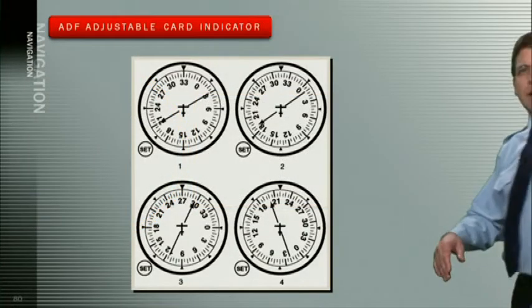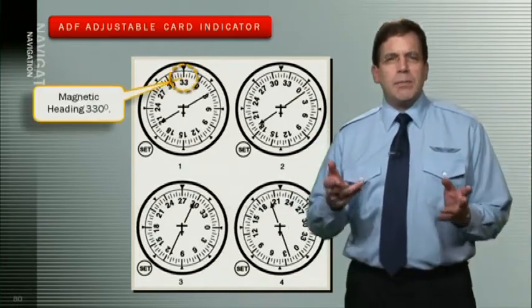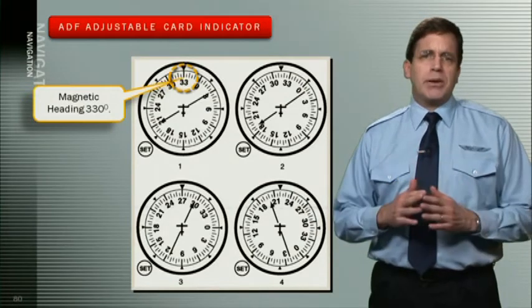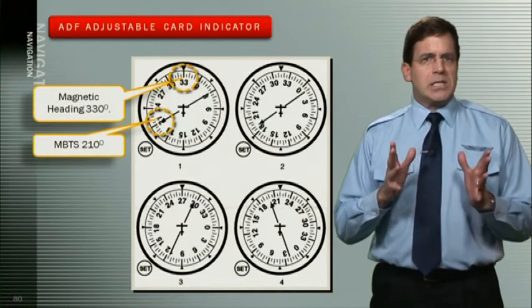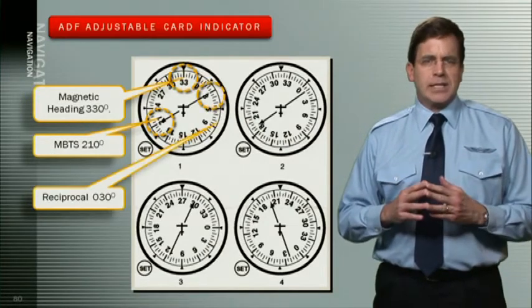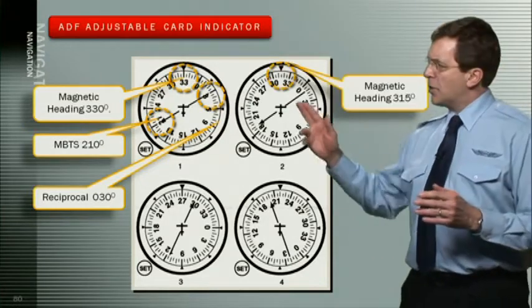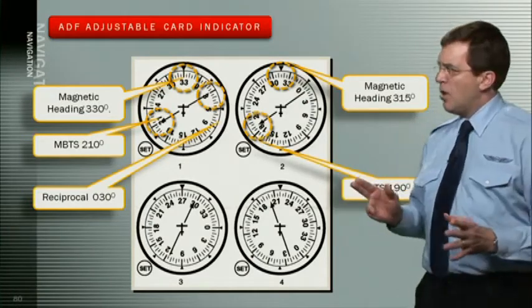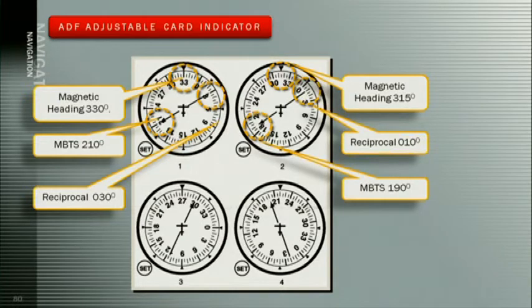Let's take a look at some examples of an adjustable card indicator. Indicator number 1, with a magnetic heading of 330 degrees, has a magnetic bearing to the station of 210 degrees and a reciprocal of 030 degrees. Indicator number 2, with a magnetic heading of 315 degrees, has a magnetic bearing to the station of 190 degrees and a reciprocal of 010 degrees.